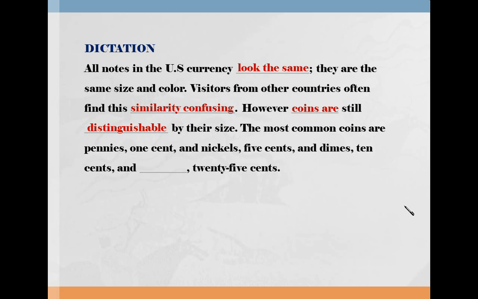The most common coins are pennies, 1 cent, nickels, 5 cents, and dimes, 10 cents, and quarters, 25 cents. Quarters. Quarter means one fourth, one fourth of a dollar, which is 25 cents. The most common coins are pennies, 1 cent, nickels, 5 cents, and dimes, 10 cents, and quarters, 25 cents.